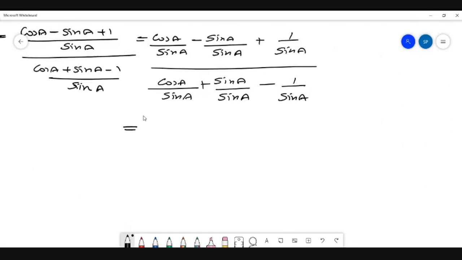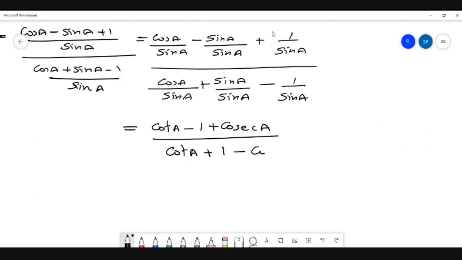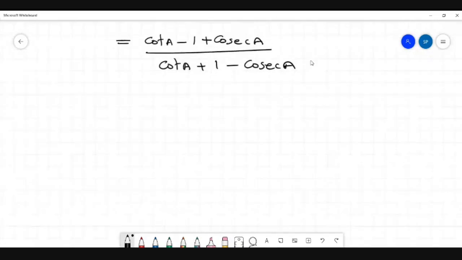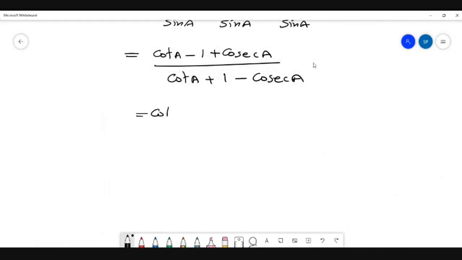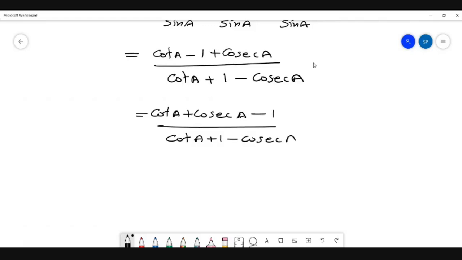That is equal to, now cos A by sin A we get as cot A, minus sin A by sin A it is 1, plus 1 by sin A it is cosec A, divided by again cot A plus 1 minus cosec A. That is cos A by sin A cot A, sin A by sin A 1, 1 by sin A it is cosec A. Now it is equal to cot A plus cosec A minus 1 divided by cot A plus 1 minus cosec A.